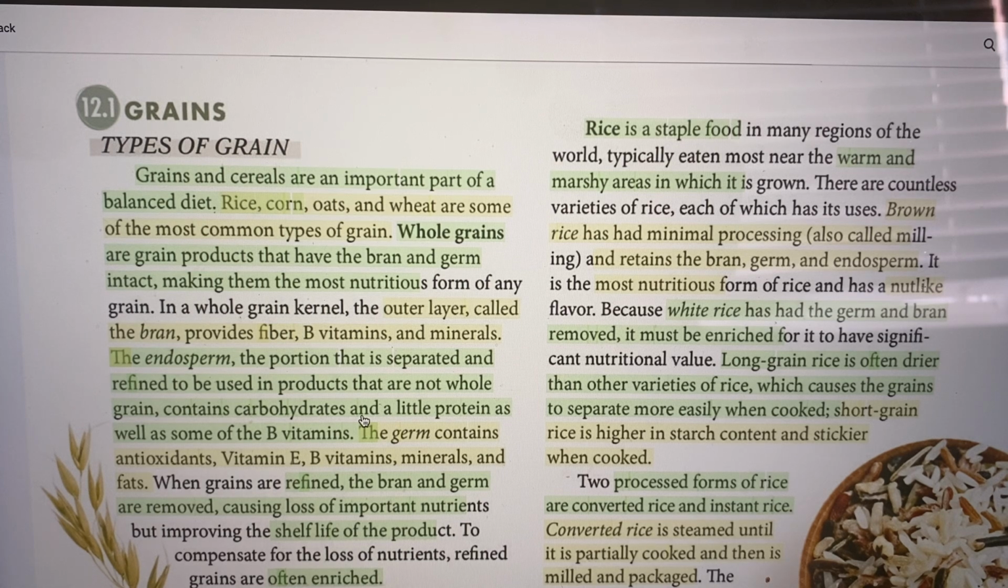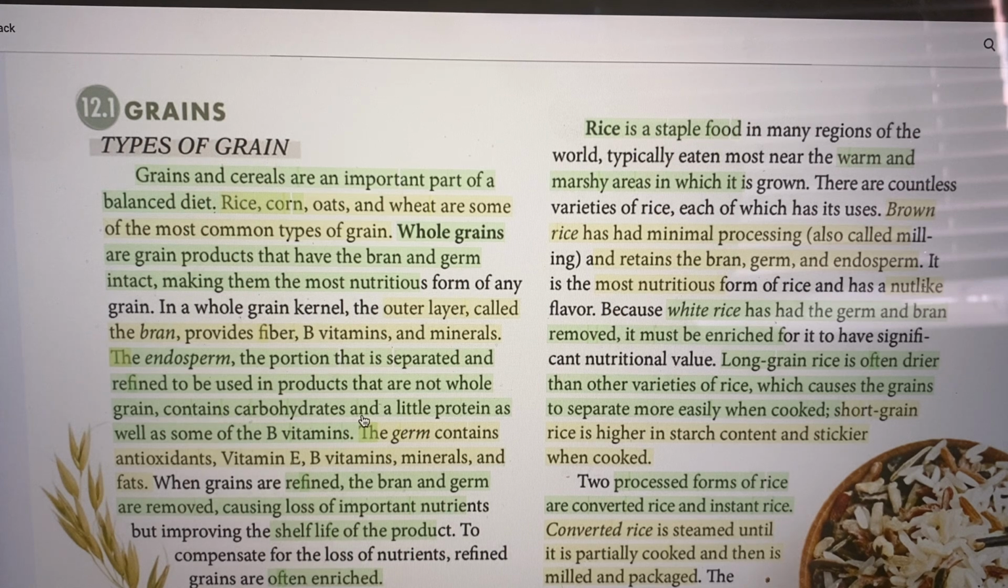We have brown rice, and brown rice has minimal processing. So it retains the bran and the germ and the endosperm, so it's healthier. It's the most nutritious form of rice, and it has a nut-like flavor to it, brown rice. Because white rice has the germ and the bran removed, it must be enriched, and so again it is.